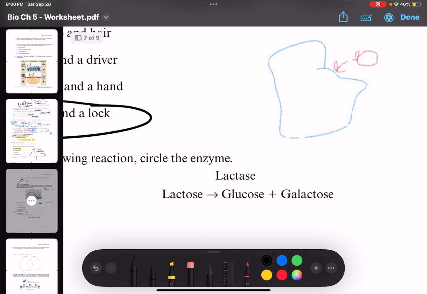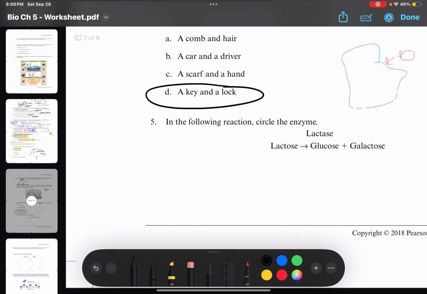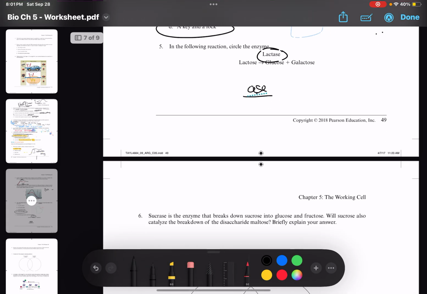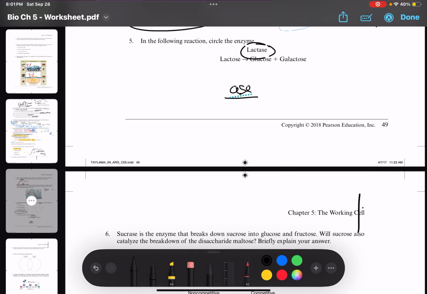Alright, in the following reaction, circle the enzyme. Here's the fastest trick to ever finding an enzyme. If it ends with ASE, it's an enzyme. So it's going to be lactase. Always look for ASE to determine if it's an enzyme or not. Alright, let's do the next one.